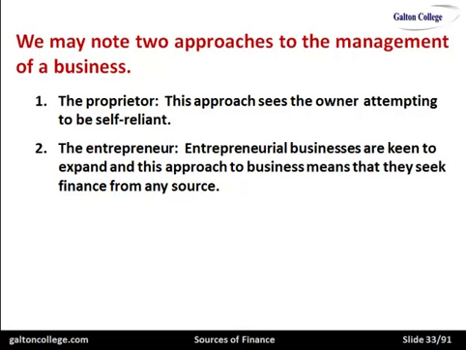We also have the entrepreneur. Entrepreneurial businesses are keen to expand, and this approach to business means that they seek finance from any source. So entrepreneurs are the individuals who are very much alert to profit opportunities. They see profit opportunities perhaps where other people can't see them. Sometimes the undertakings may be considered as quite risky by many looking at the business from outside, but the entrepreneur sees profit potential and is willing to take the risk.